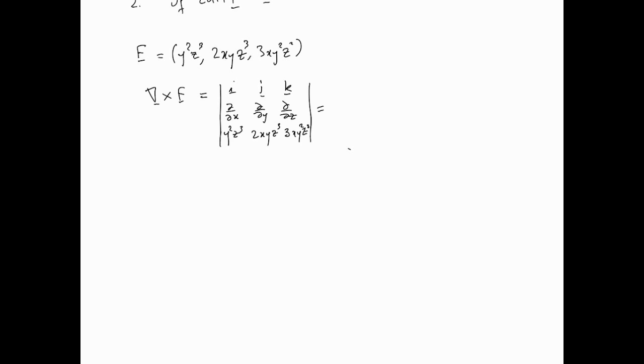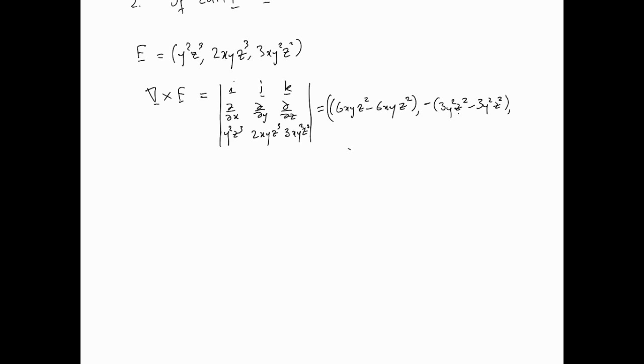So it turns out that the first component is the y derivative of this, which is 6xyz squared, minus the z derivative of this, which is also 6xyz squared. That's 0. Then the second component is the negative of the x derivative of that, which is 3y squared z squared, and then the z derivative of this, which is 3y squared z squared as well. So that makes the second component 0.